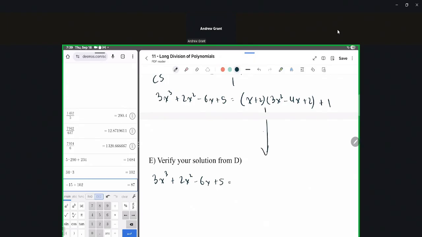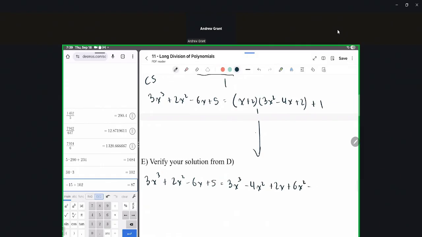So x times 3x squared is 3x cubed. X times negative 4x is going to be negative 4x squared. X times 2 is going to give us 2x. 2 times 3x squared is going to give us 6x squared. 2 times negative 4 is going to give us negative 8x. 2 times 2 is going to give us 4, and then we plus 1.